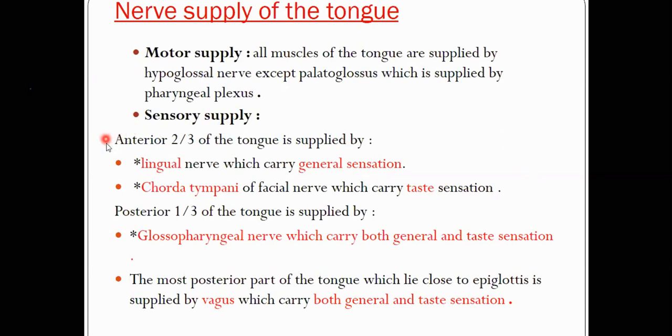This will come in any part of your exam, either in your block exam or in your clinical exam. They will ask this also.